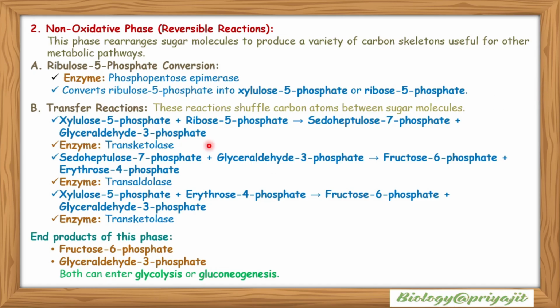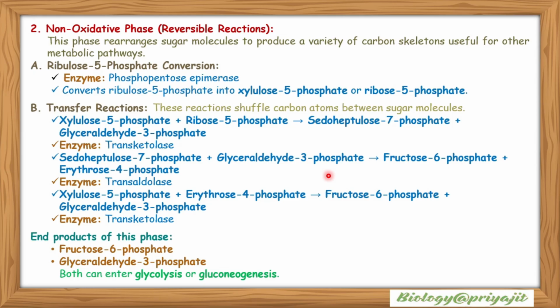Then come the transfer reactions. These reactions shuffle carbon atoms between the sugar molecules xylulose 5-phosphate and ribose 5-phosphate. They will form sedoheptulose 7-phosphate and glyceraldehyde 3-phosphate with the help of the enzyme transketolase. Again, sedoheptulose 7-phosphate and glyceraldehyde 3-phosphate will produce fructose 6-phosphate and erythrose 4-phosphate with the help of the enzyme transaldolase.